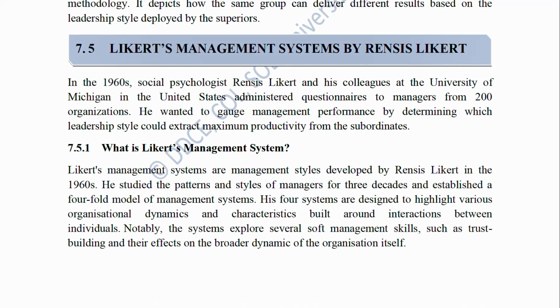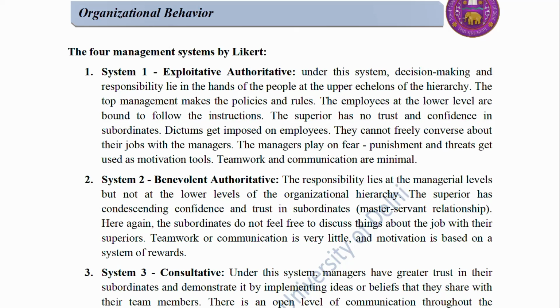Notably, the systems explore several soft management skills such as trust building and their effects on the broader dynamic of the organization itself. The 4 management systems by Likert. Number 1. System 1. Exploitative, authoritative.